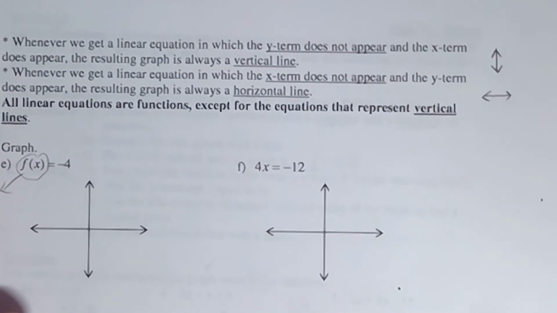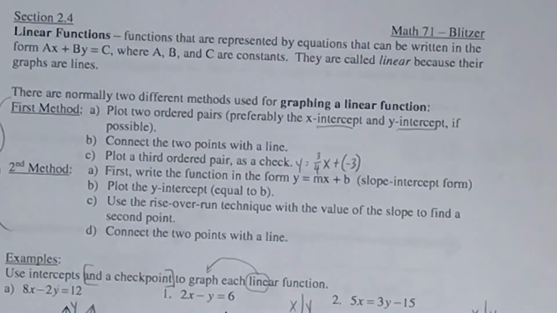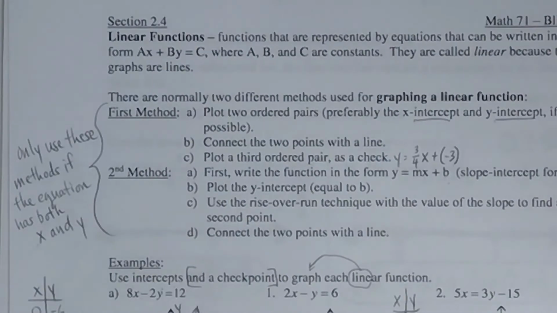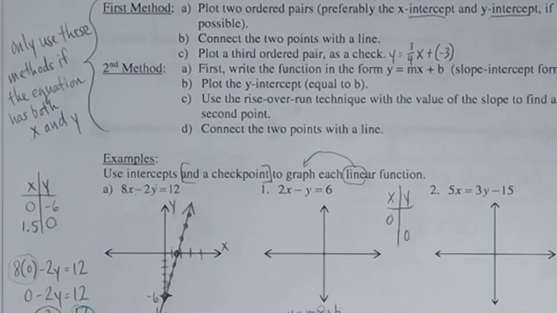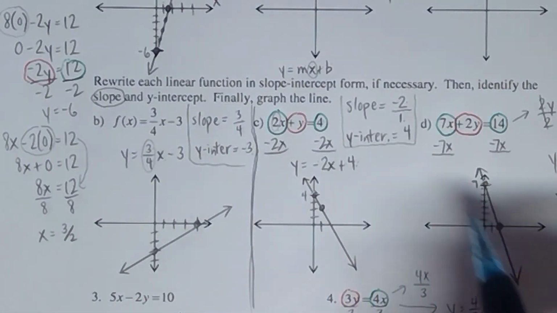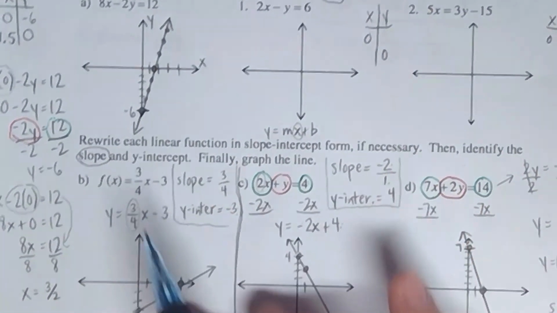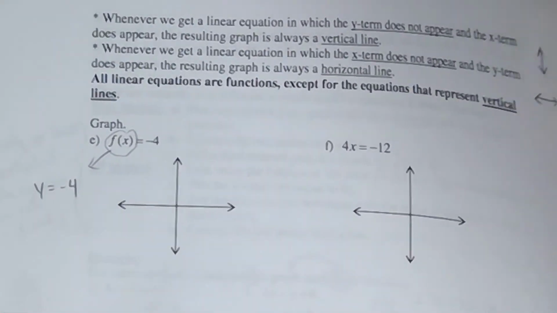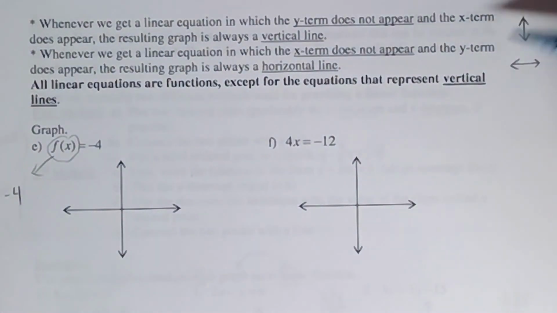So in other words, when you have a problem where both x and y are visible in a linear equation, then the lines will always be diagonal. They won't be horizontal. They won't be vertical. You can see that all these are diagonal here, right? On the first page of the 2.4 worksheet. But here on the second page, because a variable is invisible, it will either be horizontal or vertical.